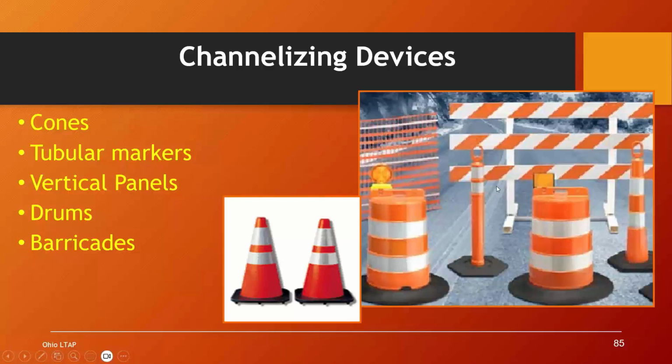tubular markers, or grabber cones as they're sometimes called, that are 42 inches. Like this one here on the left is very skinny, and then they make them like the one on the far right, which is wider than that one. The wider the channelizing device, the better. I always tell locals to not use the skinny grabber cones in the taper. You should use the fatter cones in the taper. That way they're seen more from a distance.